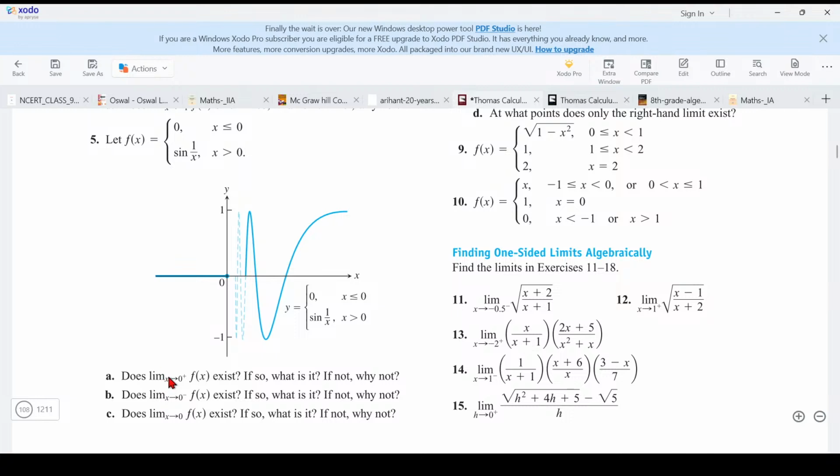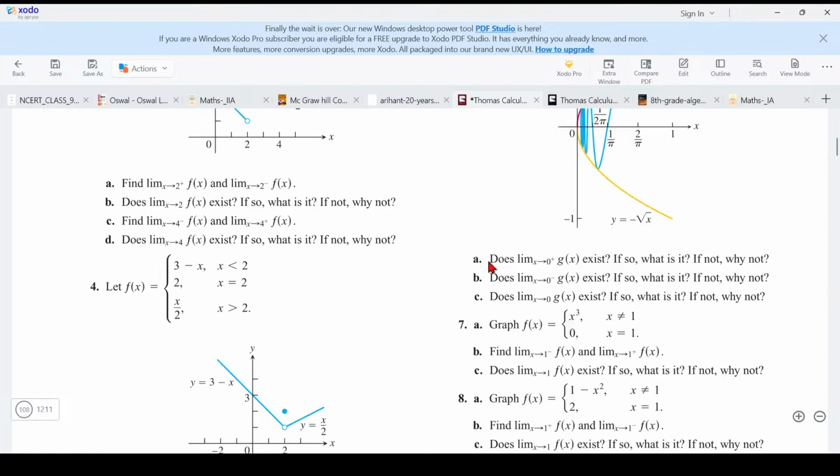Both should exist and both should be equal. But we can't tell what the right hand side limit is. That's why this limit doesn't exist. Okay? This one exists, but this one doesn't exist. Okay, agreed.